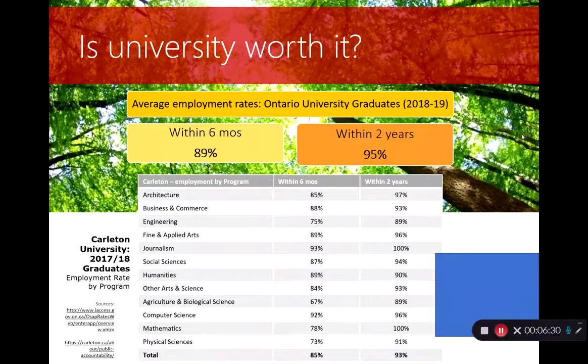If you look at the average employment rates for Ontario University graduates between 2018 and 19, within 6 months, 89% are employed and somehow related to their field. And within 2 years, 95%. So the employment rates are really strong. Unemployment rates for university graduates are the lowest among every group, like college, high school, or university grad. And you can see there that employment by program is actually quite strong. I think a lot of people worry about, if I study something that is less practical, will I be employable? But you can see there that the rates are quite strong across all fields.